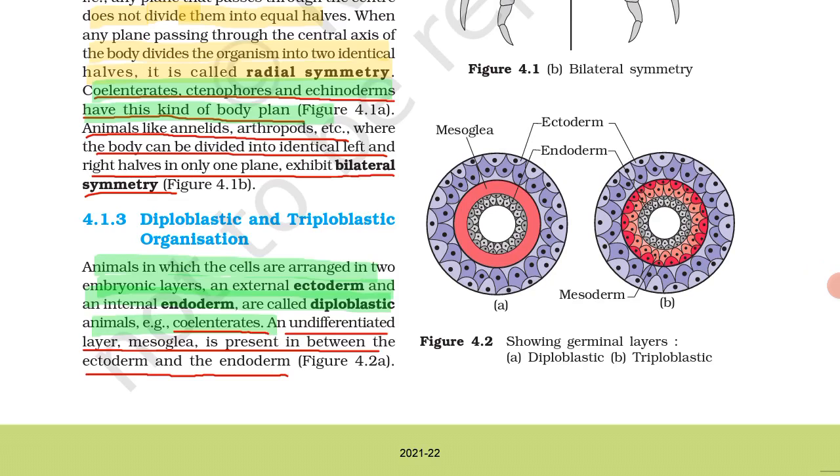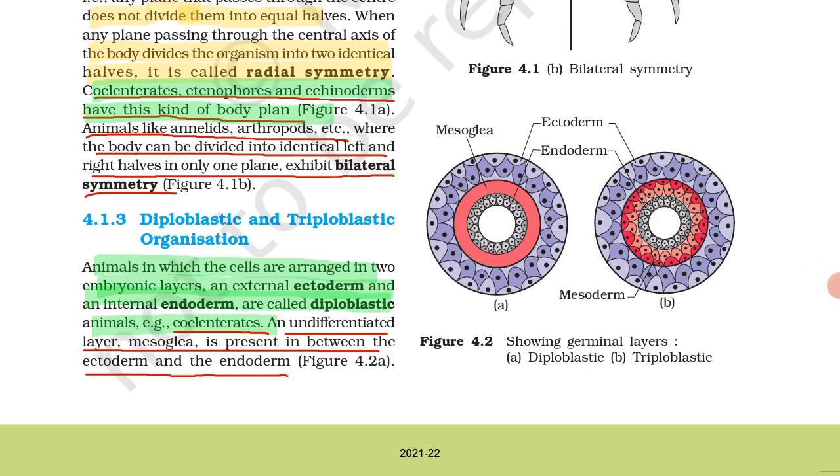Figure A is diploblastic. See the internal layer, that is endoderm. After that it is mesoglea, and the third, outermost layer is ectoderm. So endoderm is the innermost layer, and the outermost layer is ectoderm.